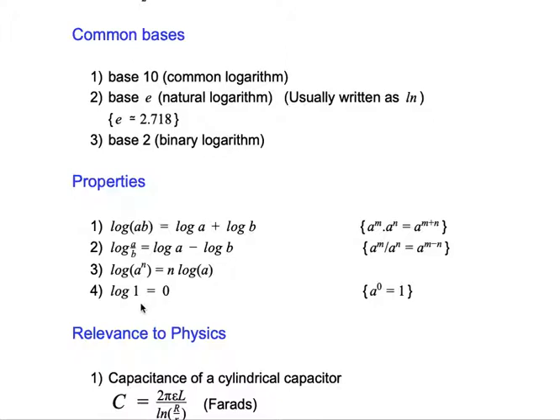And the fourth property, which is especially useful when we are doing things like definite integration, or we are trying to evaluate a particular limit, is that log 1 is basically 0. This is based on the fact that a power 0 is 1. So I think this is pretty much enough for physics.